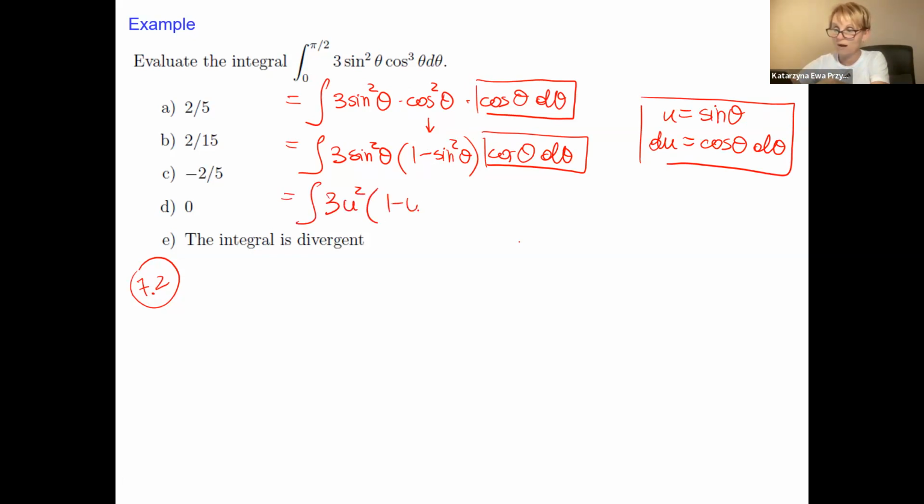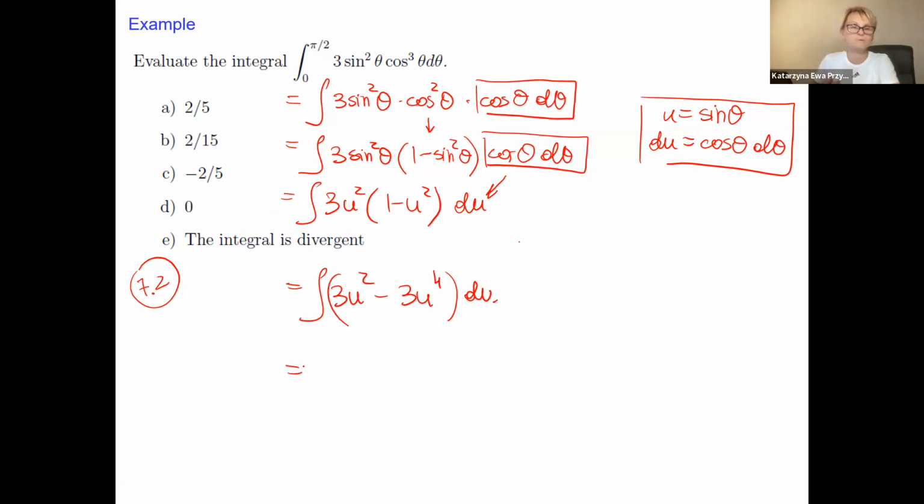3u squared, 1 minus u squared, and this is du. Well, it's really nice. We may distribute 3u squared, 3u to the power of 4. And now everybody knows how to integrate the power function. Please just tell me the new limits of integration.